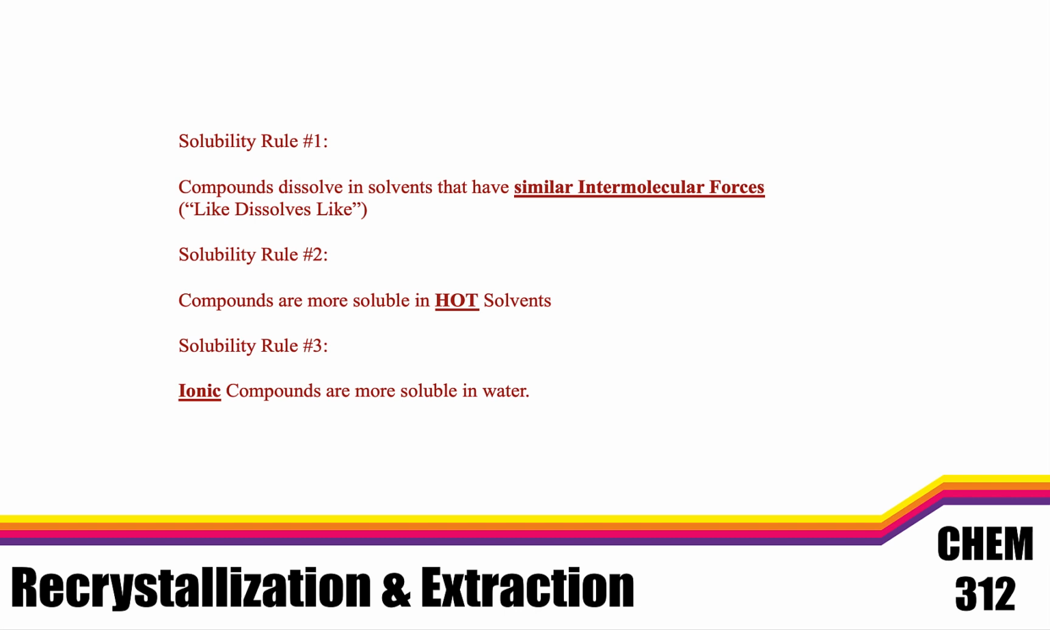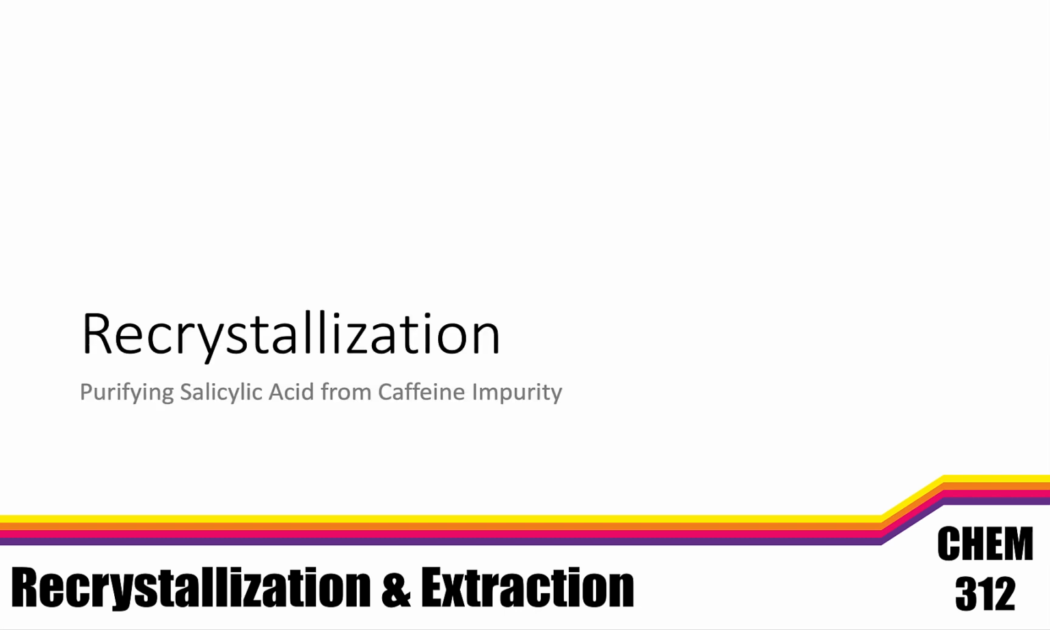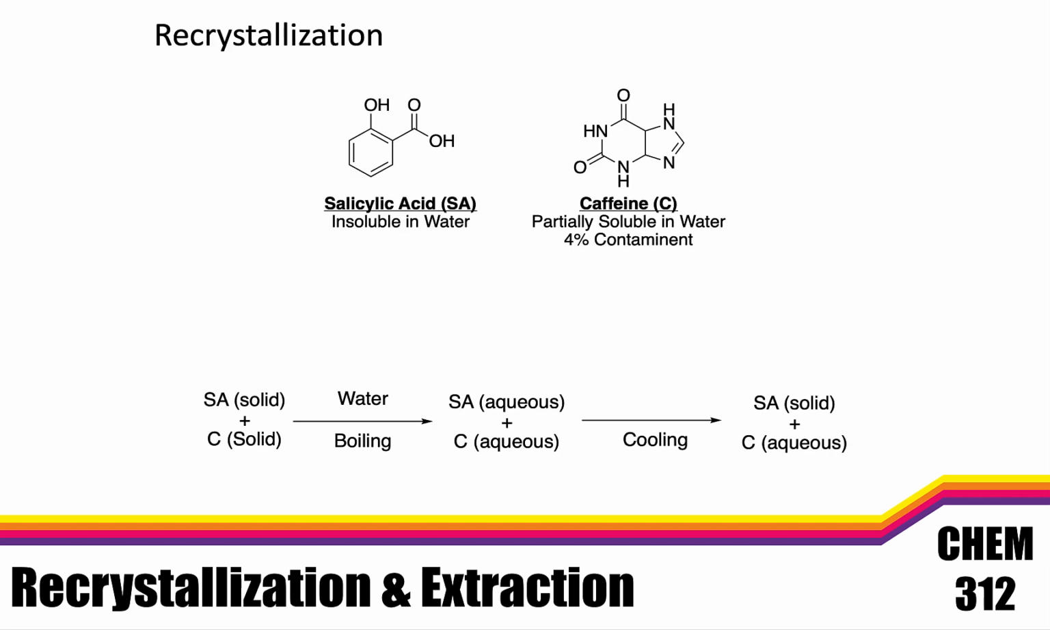So let's see how this works in action for recrystallization and extractions. Let's start with recrystallization. What we're going to be doing this week is purifying salicylic acid that has a trace caffeine impurity. And so the idea of a recrystallization is that if we have two of these things in a solid mixture, and we can heat them up in water and let it cool back down slowly, only one of them will hopefully recrystallize.